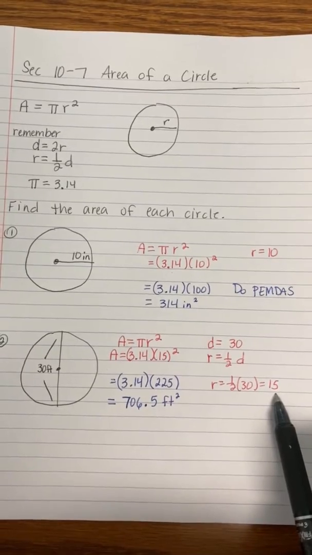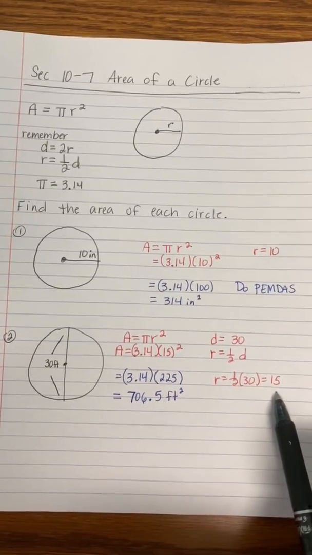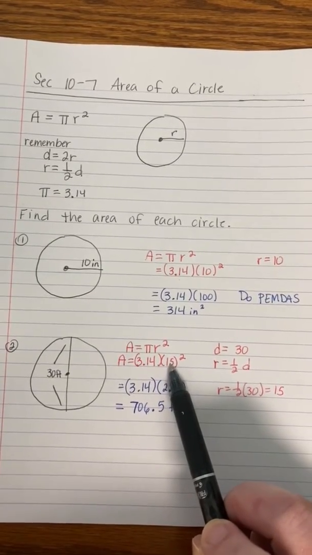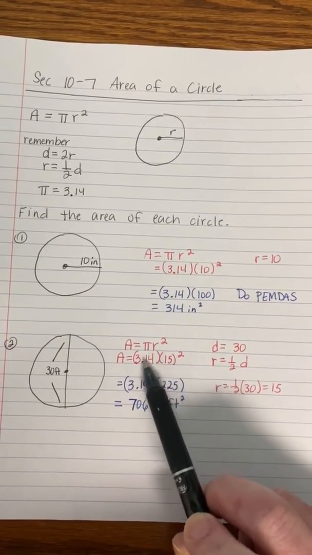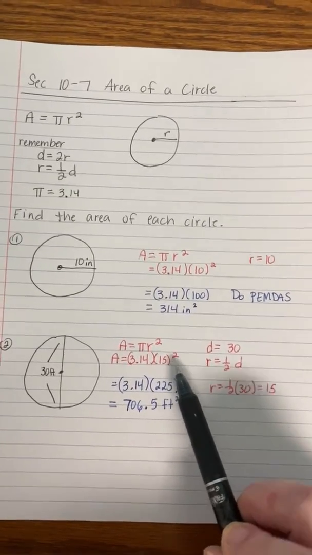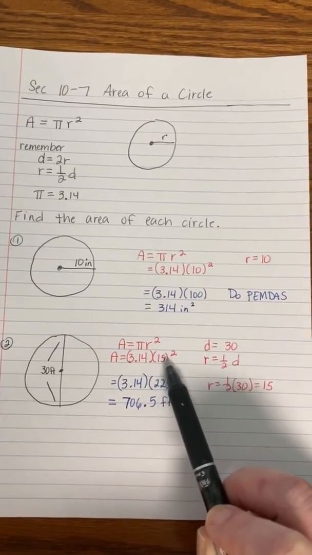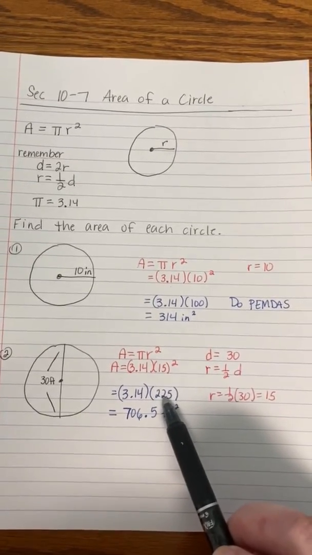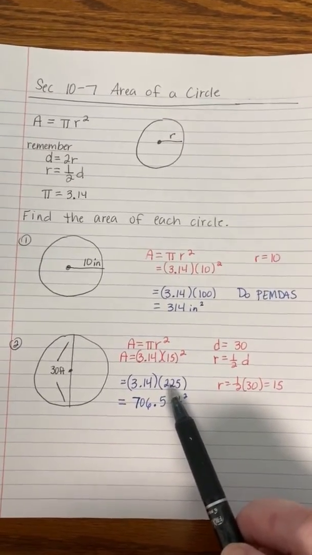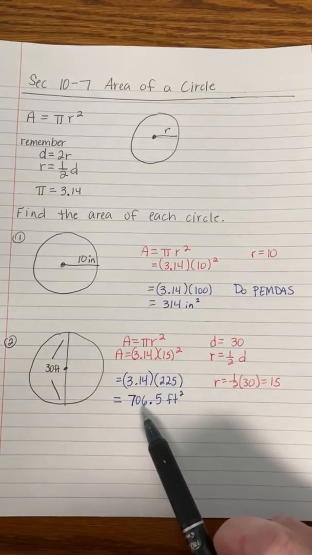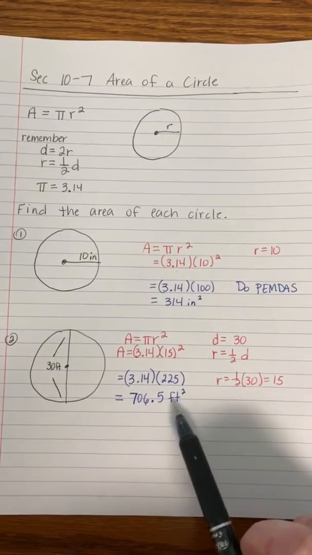And now I just do the exact same thing I did on number 1, and I'm going to take the 15, plug it back in my formula for the r. So remember, pi is 3.14, r is now 15. And then again, do order of operations. First, I'm going to do 15 squared, which is 225. And then I'm going to take 225 times 3.14, which is 706.5 feet squared this time.